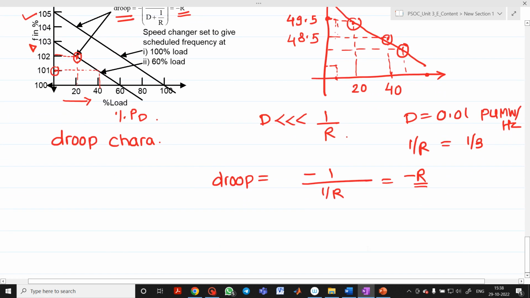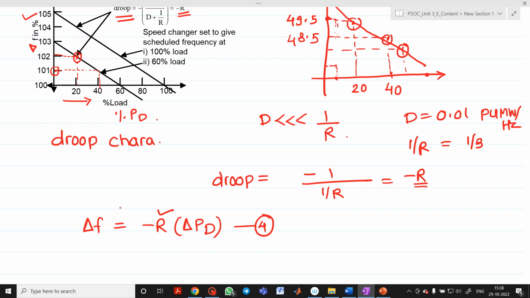So I can write this expression again as delta f equal to minus R into delta PD. Consider this as equation number 4, where R is your speed governor regulation. The droop of the load frequency curve is thus mainly determined by the value R. So this is case 1.